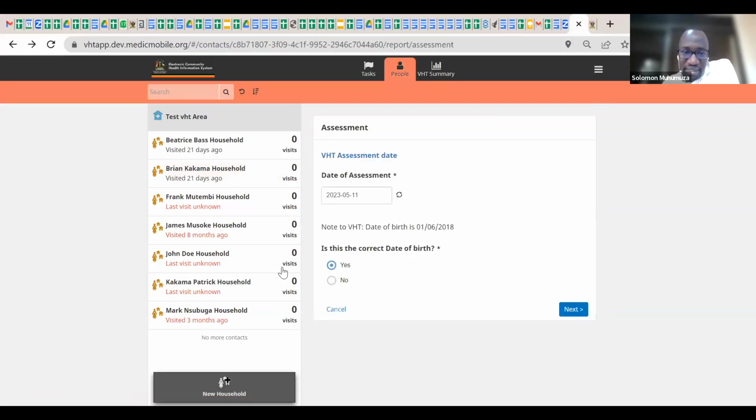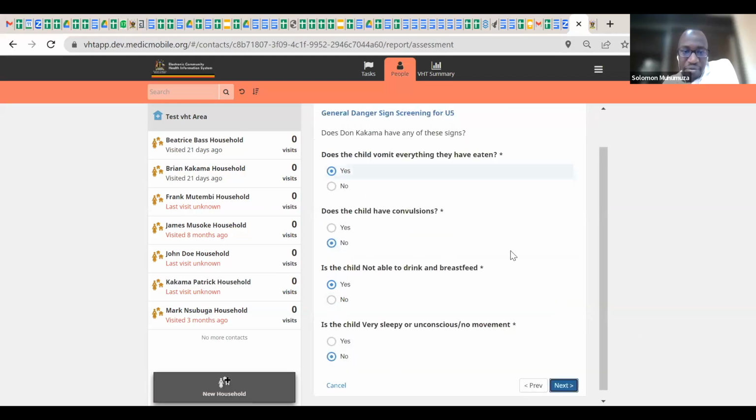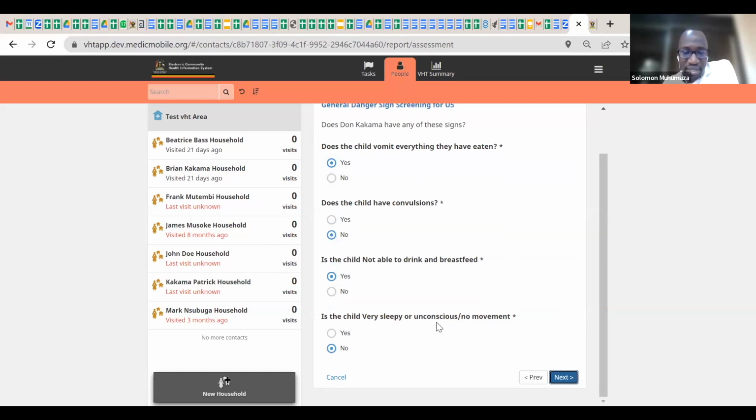In terms of the assessment, I've already laid that out. We already have the date, and the date of birth is okay, so we shall just move over to the next. We have 4 danger signs, and one of them is whether the child is vomiting everything, which I've marked as yes. Does the child have convulsions? No. Is the child not able to breastfeed? I put a yes. Is the child very sleepy and unconscious? This specific one is not.